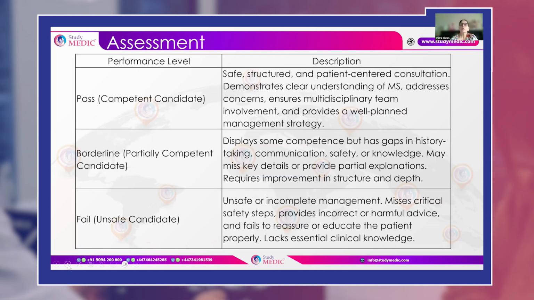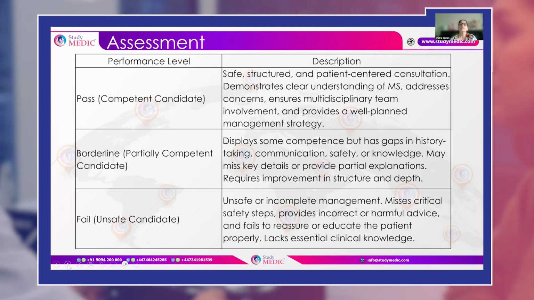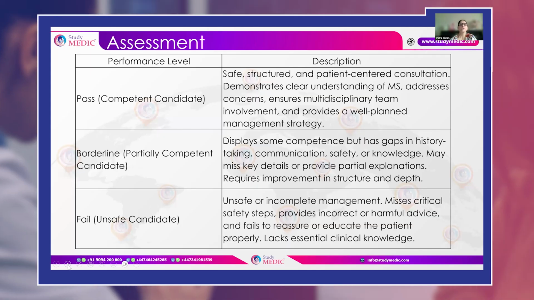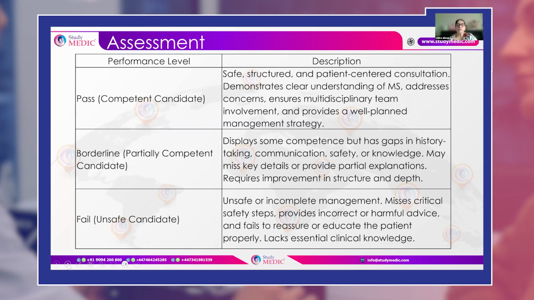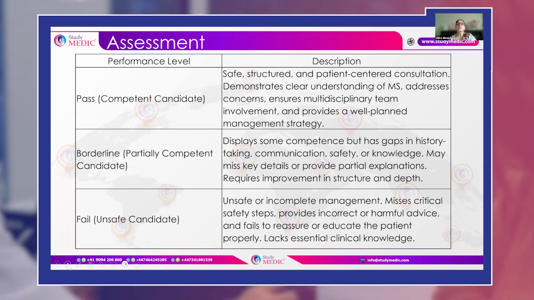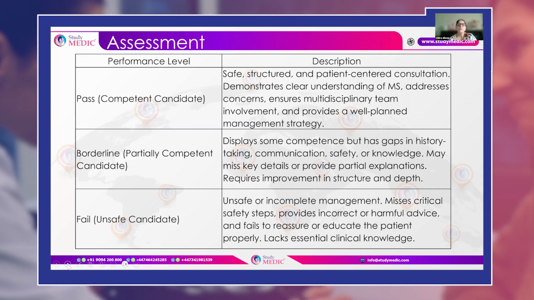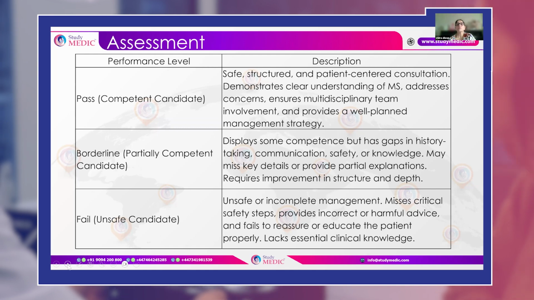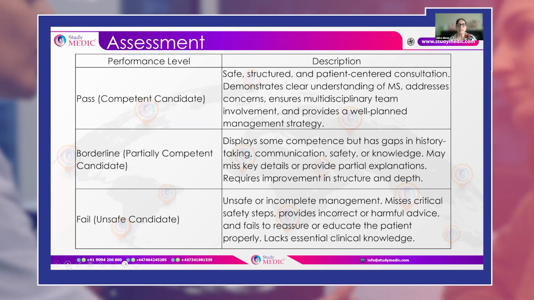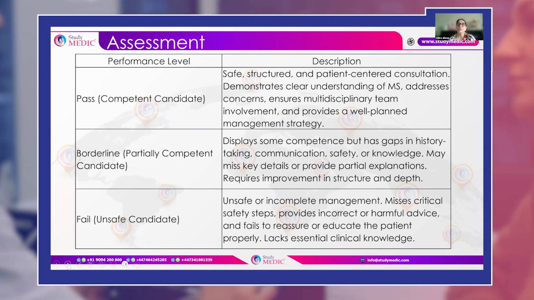Now, a pass or a competent candidate. This is a candidate where a safe, structured, and patient-centered consultation has taken place. The candidate demonstrates clear understanding of multiple sclerosis, addresses concerns, ensures there is multidisciplinary team involvement, and provides a well-planned management strategy. A candidate that is borderline or partially competent will display some competence, but there are gaps in history taking, communication, safety, or knowledge, and may miss key details or provide partial explanations. So this candidate requires improvement in structure and depth.